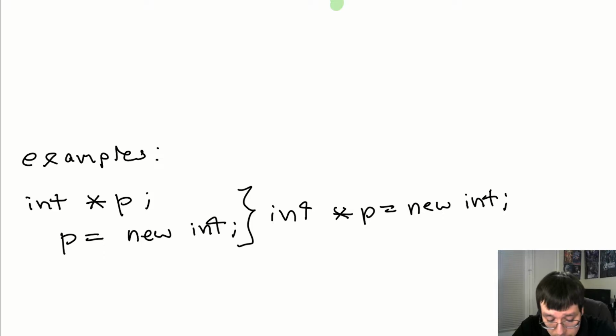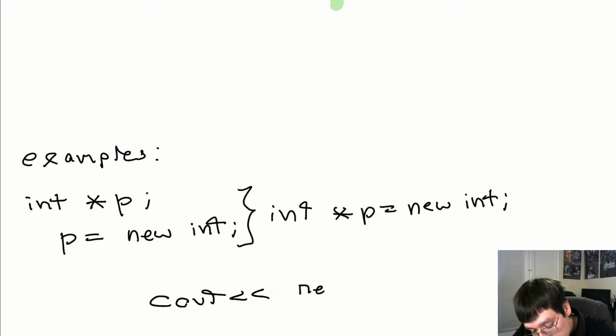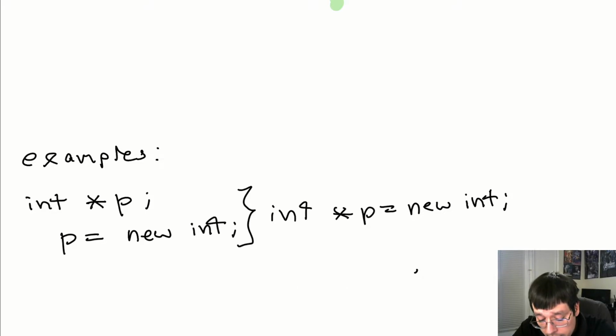You could, in theory, do something like cout, and maybe we'll do it in a little bit. You could say cout new int, and you would get just a hex address back out of this. Of course, it's gone, and every time you run it, you're going to get a different address, because it's like every time you visit a hotel, you're going to get a different room.